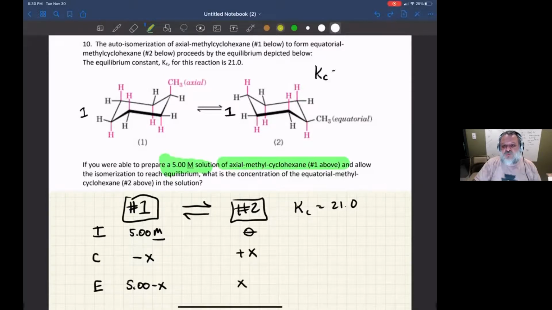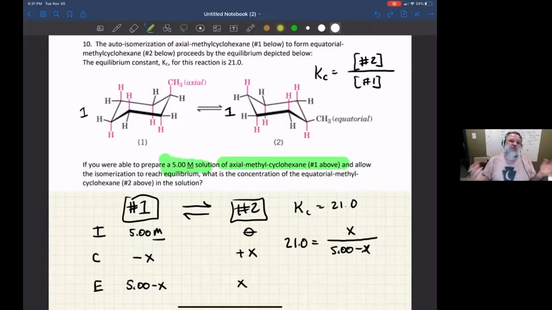So if I were to write down the equilibrium expression, it is the concentration of number 2 divided by the concentration of number 1, the products over the reactants, raised to their stoichiometric coefficients. And so I have the equilibrium concentrations in terms of x and the initial concentration of each of those. So I can write 21 equals x over 5.00 minus x.